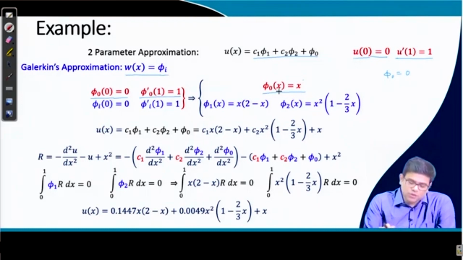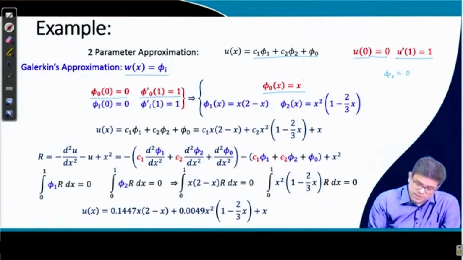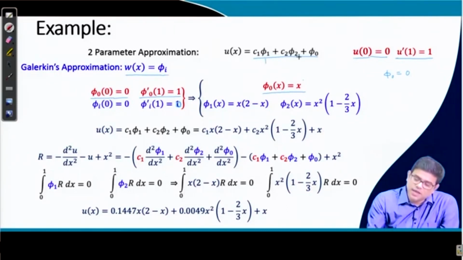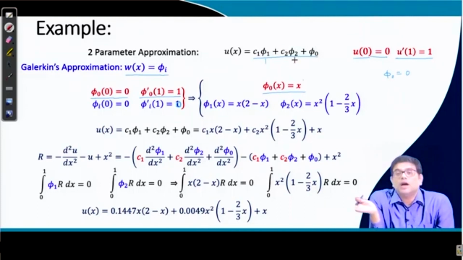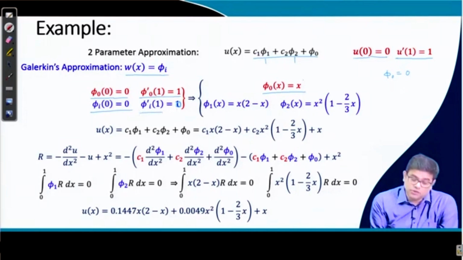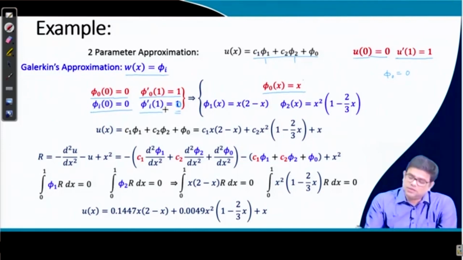I think there is something wrong here. So this has to be 0. Now the second thing we need here is that my approximating functions, phi 1 and phi 2, need to satisfy the homogeneous boundary conditions. So what is my homogeneous boundary condition? That is phi i at 0 should be 0 and phi dash i at 1 has to be 0.